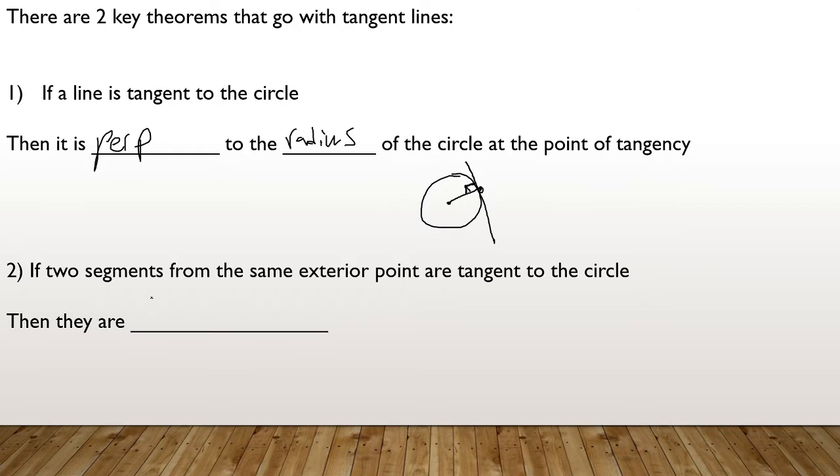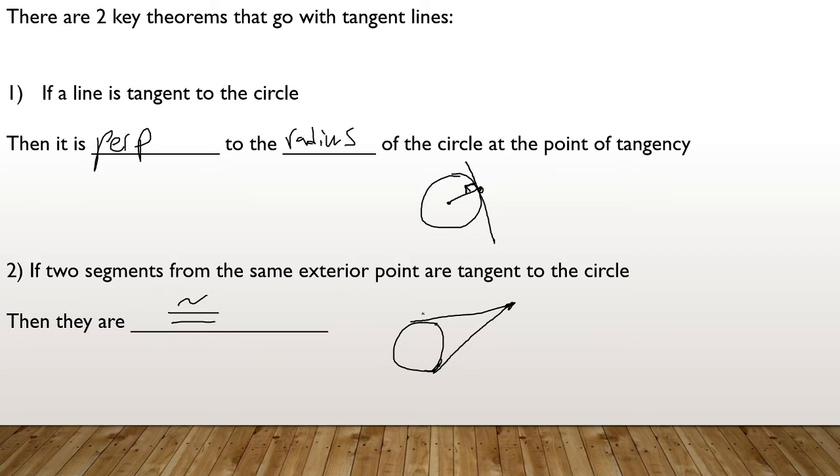And the second one, which we're going to use a lot more often, is that if two segments from the same exterior point are tangent to the circle, then they are congruent. Basically that means if I have a circle over here, and I have a line here and a line here, and they come from the same point, and they're both tangent to the circle, then they are going to be congruent to each other. Now this one doesn't quite touch tangent there. Let me see if I can draw my circle a little bit better. I'll give myself a little bit more room there. But any lines that are tangent to the circle that originate from the same point are going to be congruent to each other.